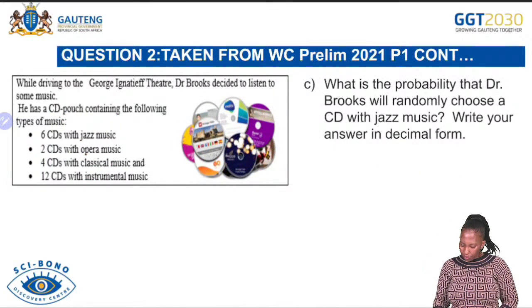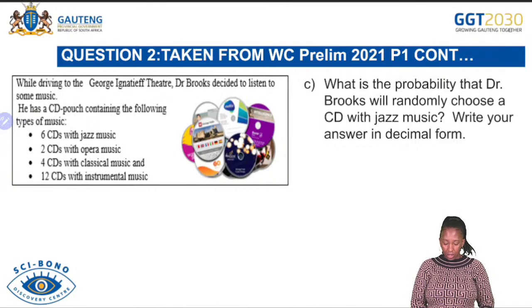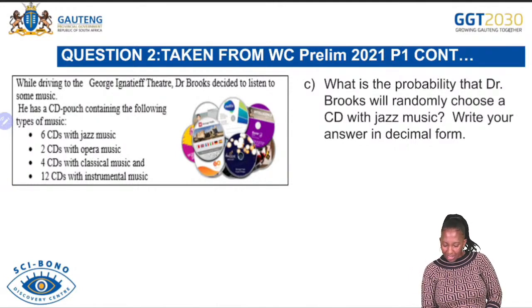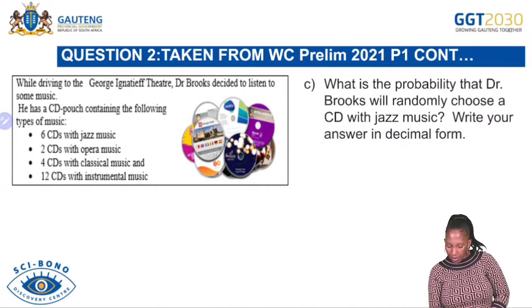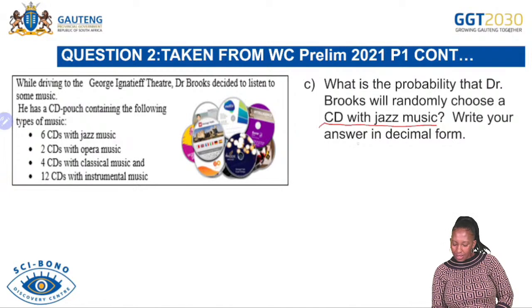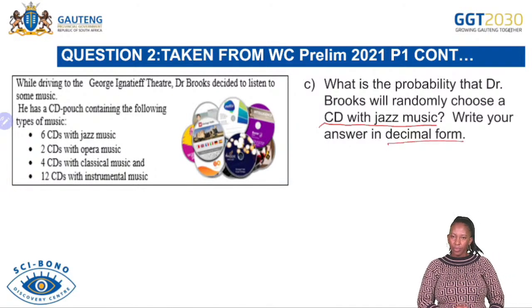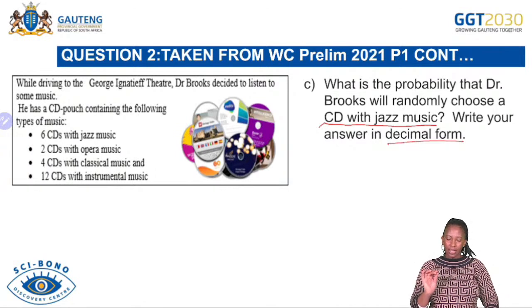Let's continue. Now we say, number C, what is the probability that Dr. Brooks will randomly choose a CD with jazz music? Now we are looking at jazz music. Write your answer in decimal form. Now it says write your answer in decimal form.